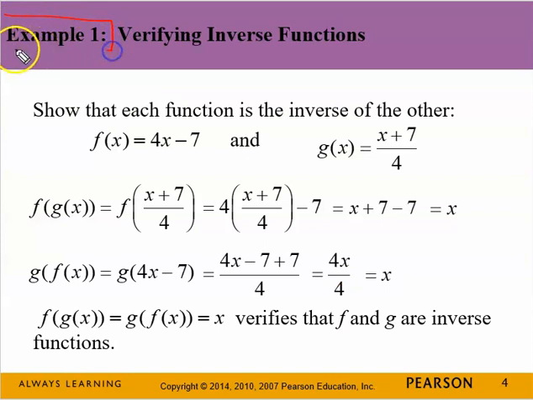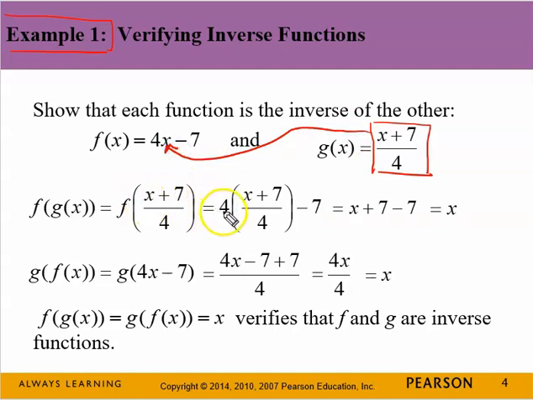So in example 1, we have this f function and this g function. Now we're going to take this and put it where the x is here. So then that becomes the 4 and this. Now notice what happens here. The 4's cancel out, and we get x plus 7 minus x equals x. Now that's the composition of f with g.